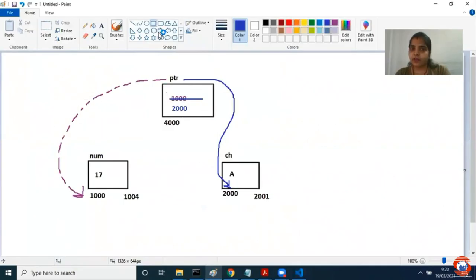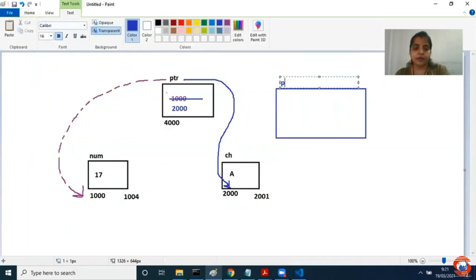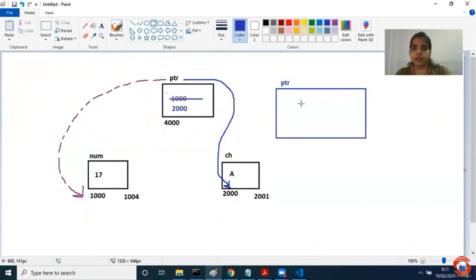Muskan, have I ever drawn a diagram like this is my pointer and the pointer is holding this value? Have I ever drawn such a diagram in pointers so far? Never.